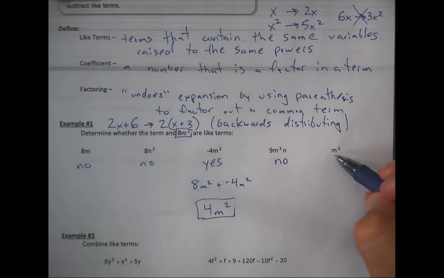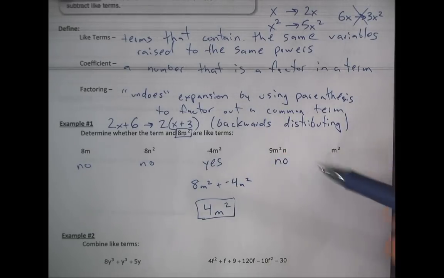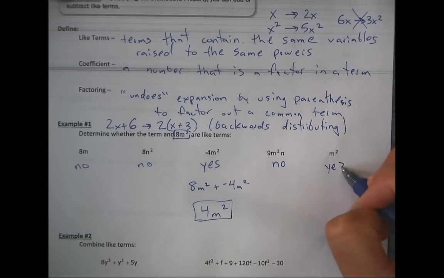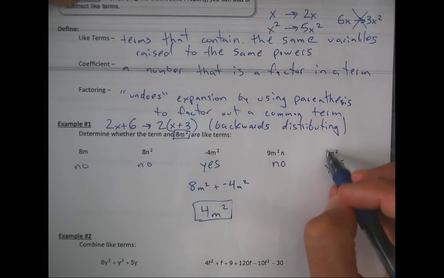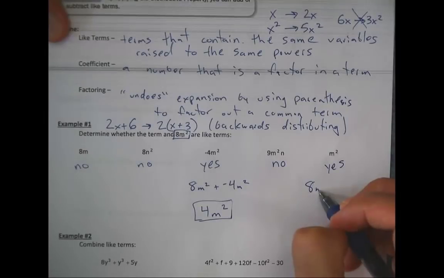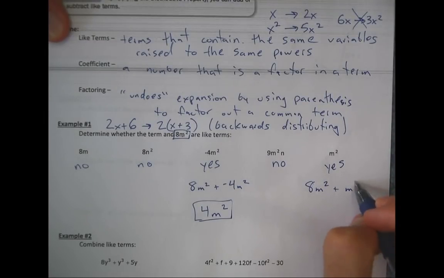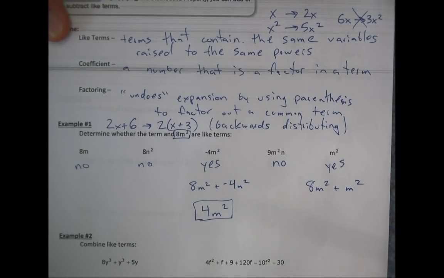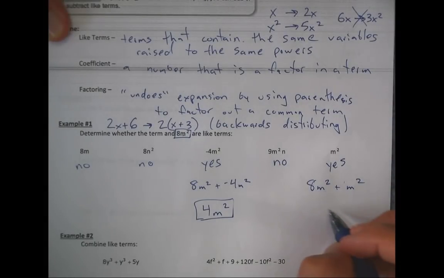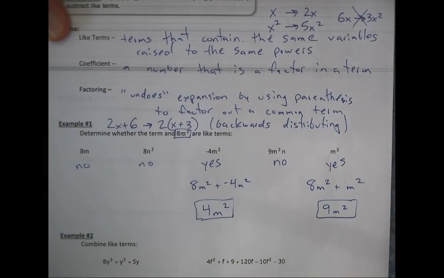And what about just m squared? Well, does the variable match? Yes. Does the power match? Yes. So I can combine this. If you remember, there's always a 1 in front of this. So if I was going to combine 8m squared and m squared, those are like terms. I can combine them. This is a 1 and an 8. So this would become a 9m squared.